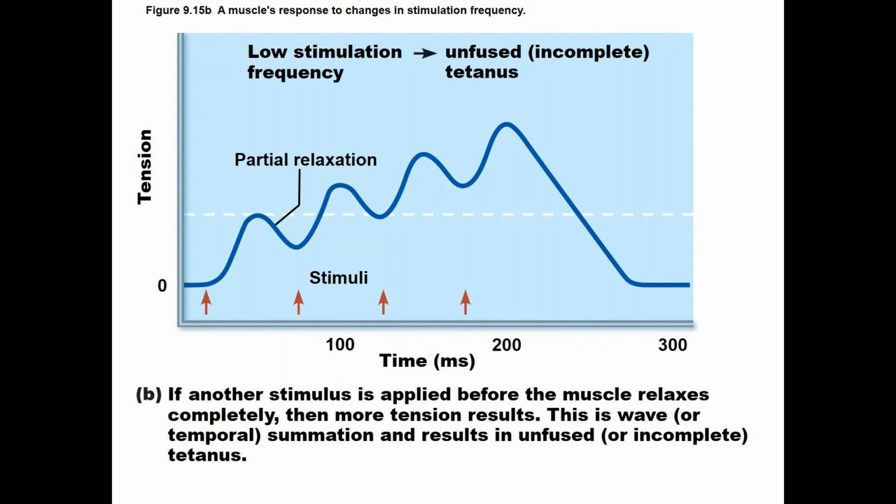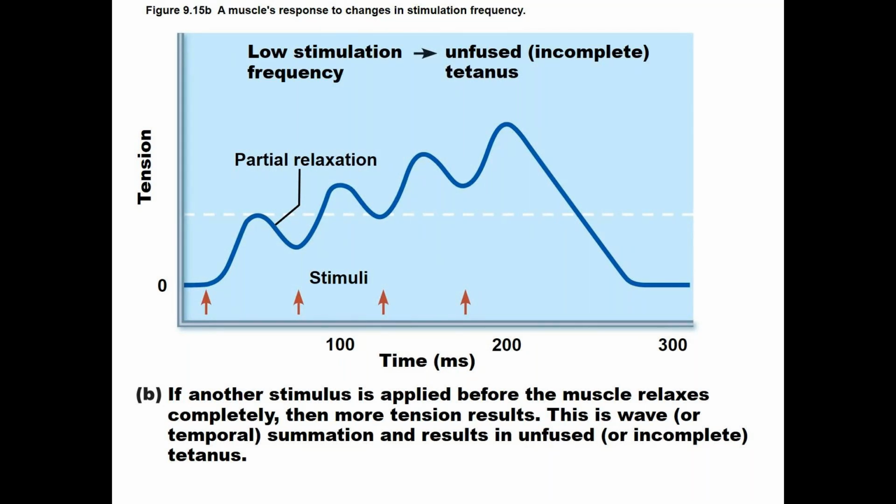Now what we're seeing here is an example we call unfused tetany or unfused tetanus. Now tetanus you might have heard of as something that you have to go get a shot for if you step on a rusty nail. The reason we call that tetanus is that particular bacterial infection can cause permanent contraction of a muscle, or tetanus. All that means is the condition of contraction of the muscle.